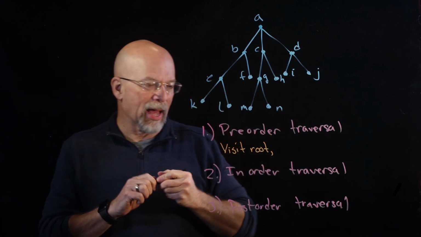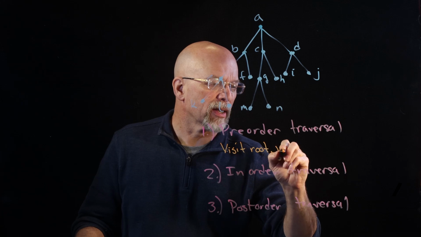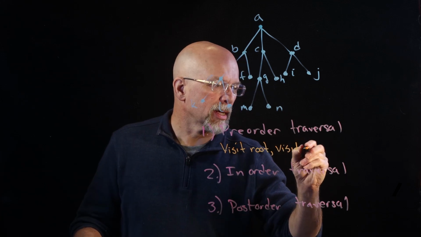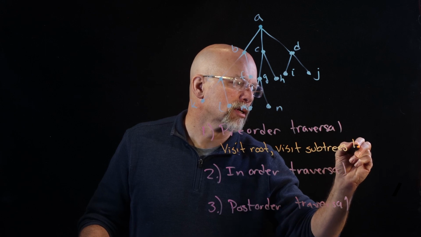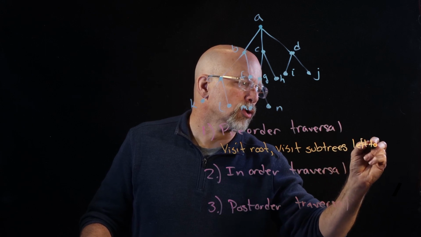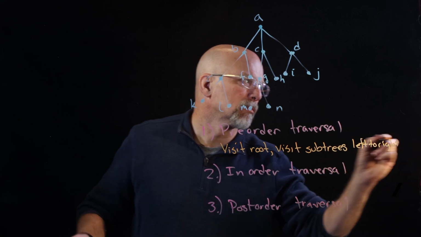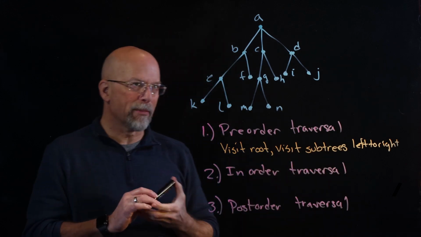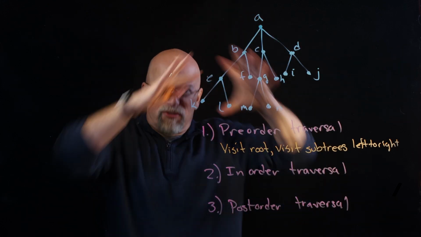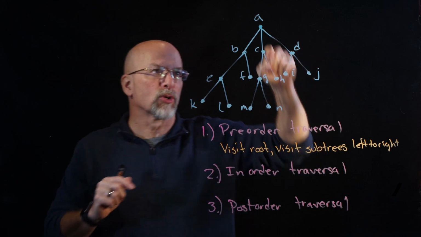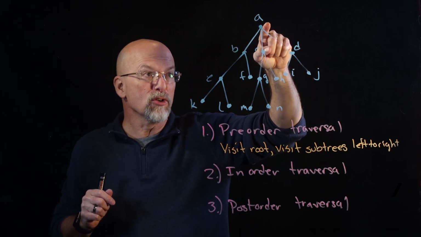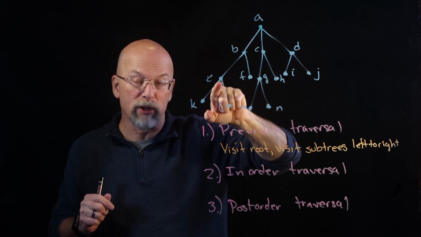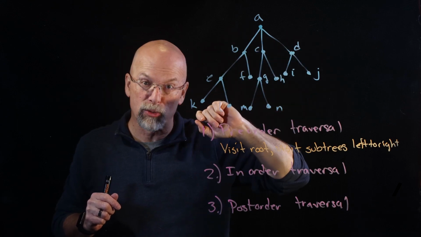The second step is to visit the subtrees left to right. What does that mean? Well, we're visiting this whole tree. You start by visiting the root. Once you've visited the root, then you go left to right: the subtree for B, the subtree for C, and then the subtree for D.